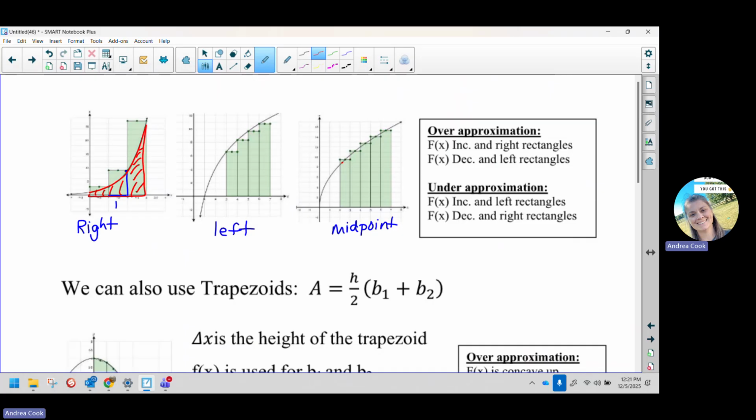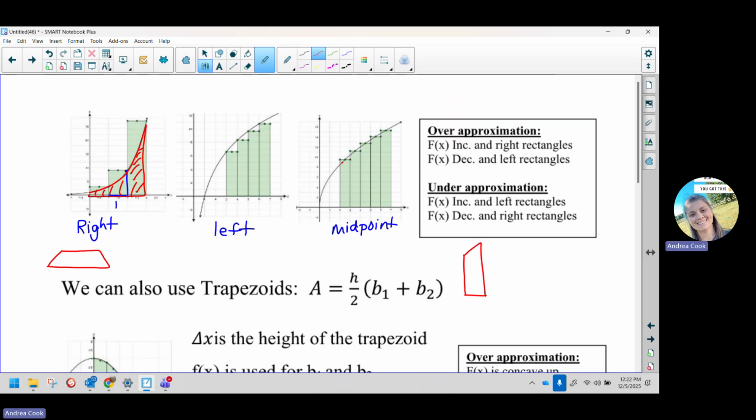Okay, so we don't just use rectangles, we can also use trapezoids. Trapezoids give us a better estimate. And you are all used to drawing a trapezoid that looks like this, right? Our trapezoids are gonna look like that.